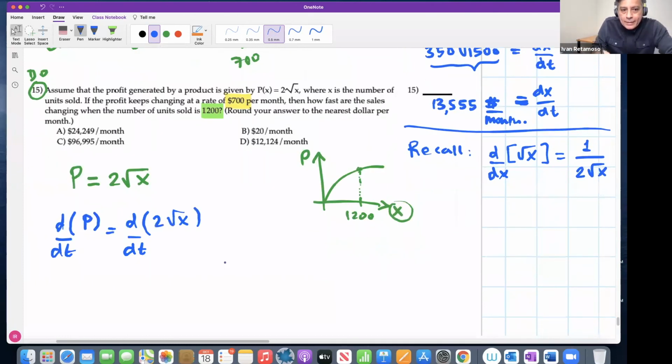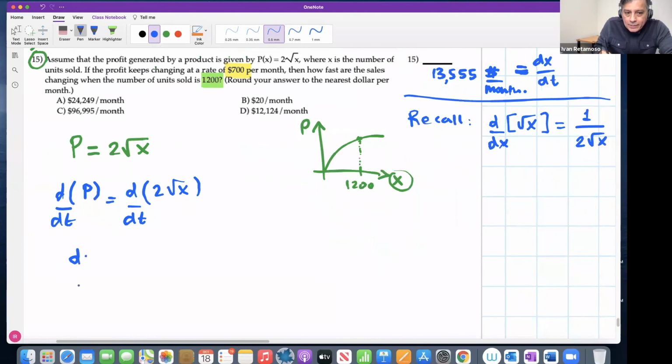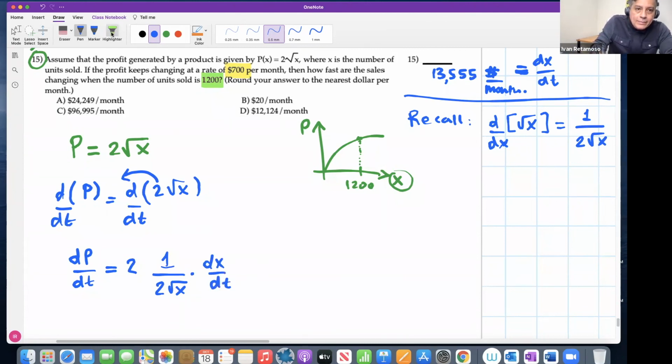Okay, let's see. So here, the derivative of P with respect to T, the rate of change of the profit, how is it related to the rate of change of the level of production here? We will see. 2 comes out. Derivative of the square root of X following this is going to be 1 over twice square root of X. But since we are taking the derivative with respect to time, dx dt, right? I want you to notice this, deep look. This is the relationship between the rates of change. It's a new relationship, right?